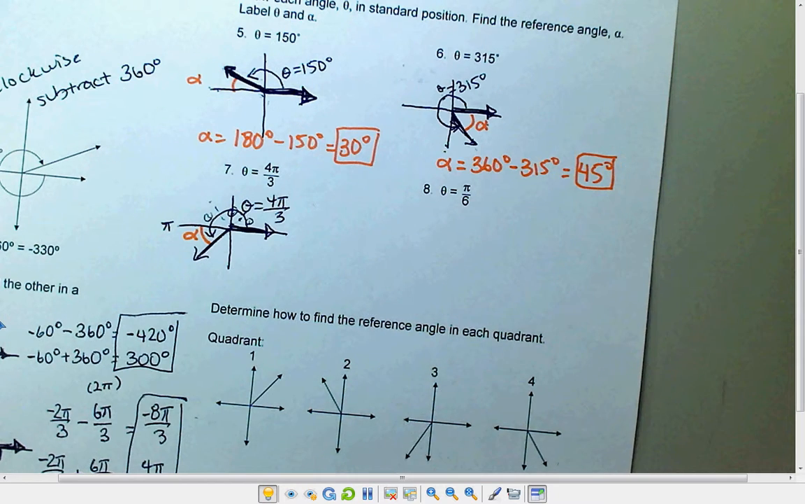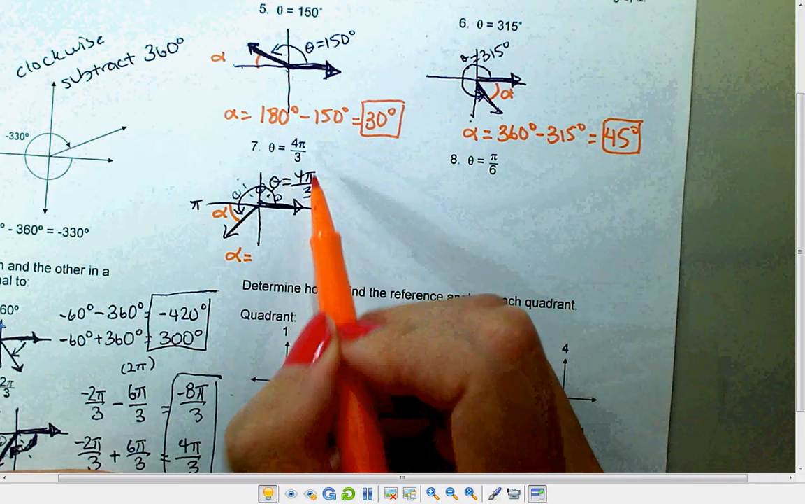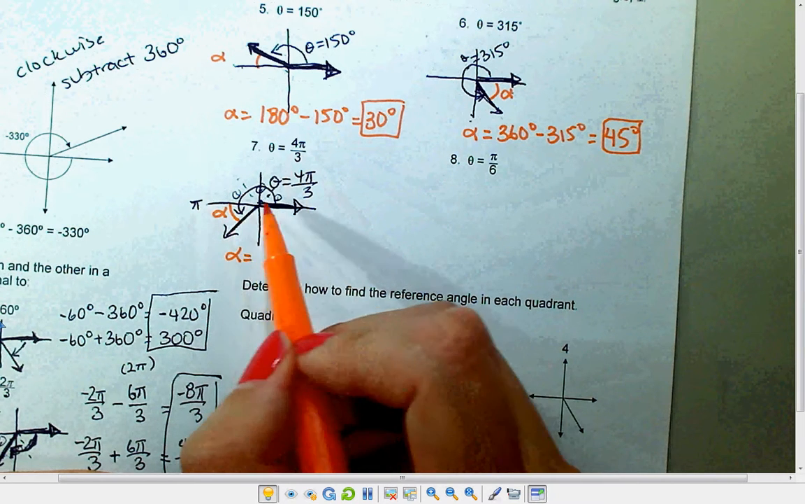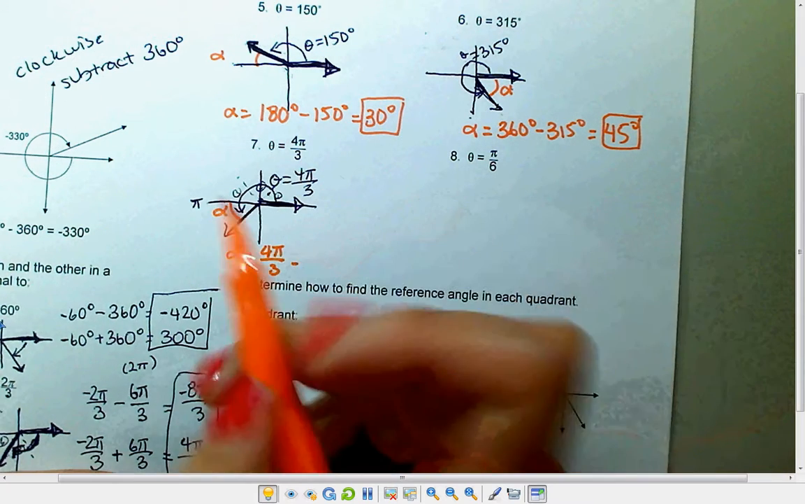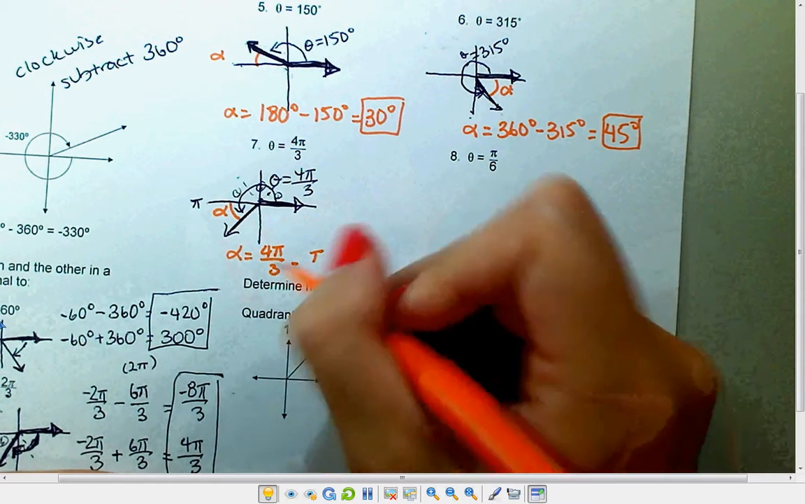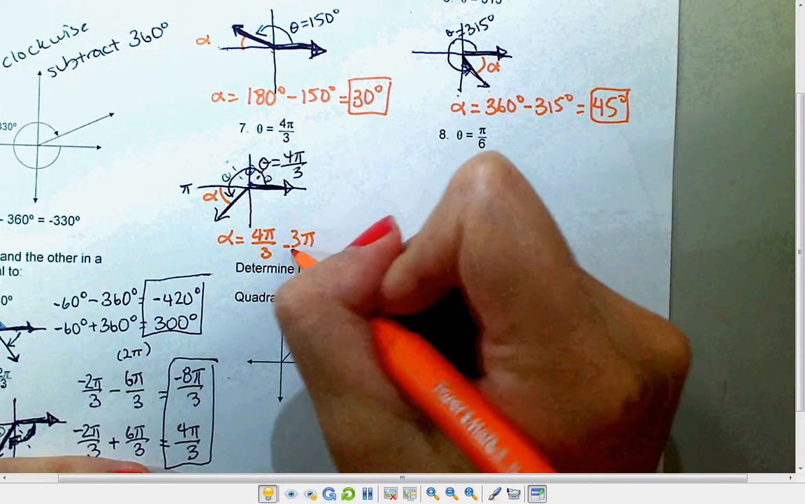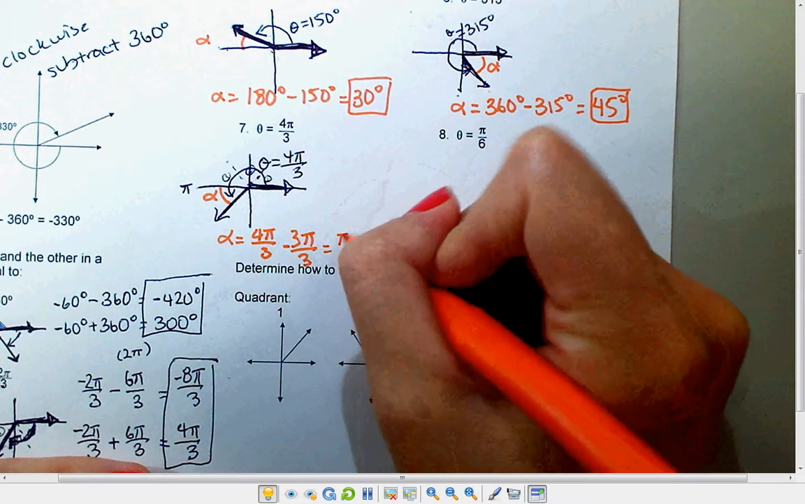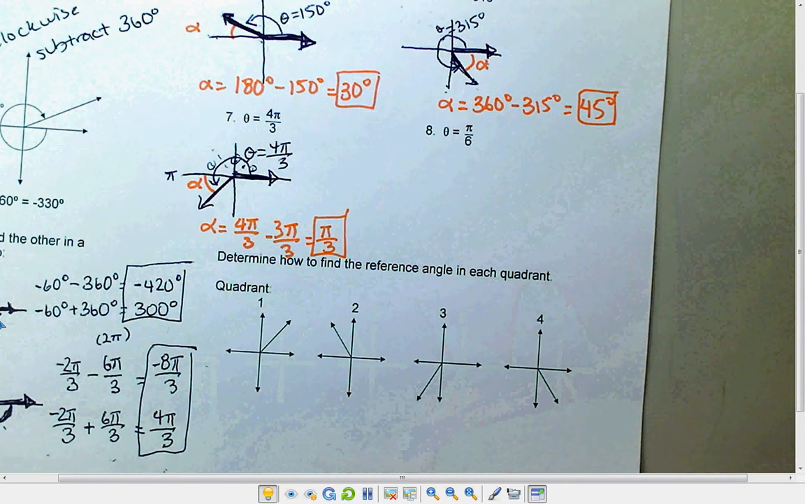And for this one, my reference angle is, so this is 4 pi over 3. I'm going to take this and subtract right here, which is pi. So what is 4 pi over 3 minus pi? Again, I need my denominators to be the same, so I'm going to turn this into 3 pi over 3. And this is just going to give you pi over 3. So pi over 3 is your reference angle.